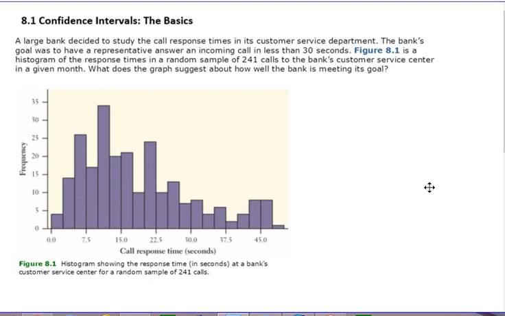Figure 8.1 below is a histogram of the response times in a random sample of 241 calls to the bank's customer service center in a given month. What does the graph suggest about how well the bank is meeting its goal?